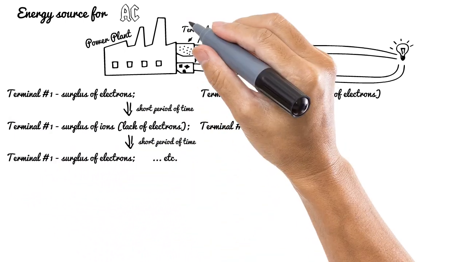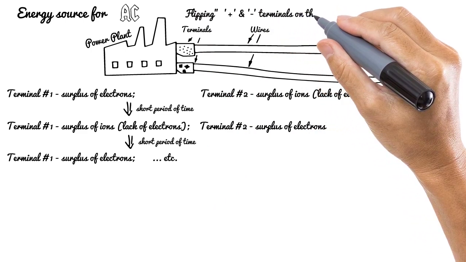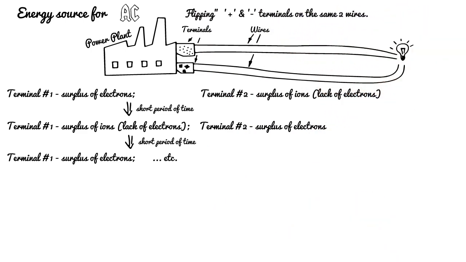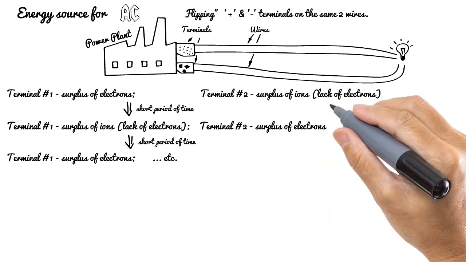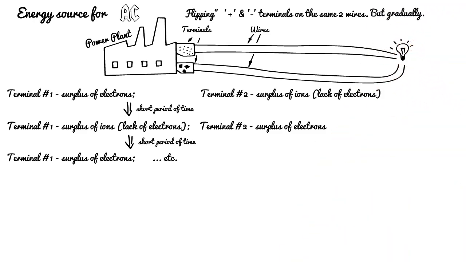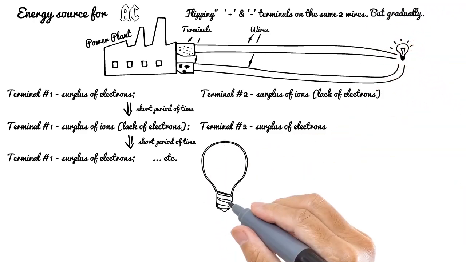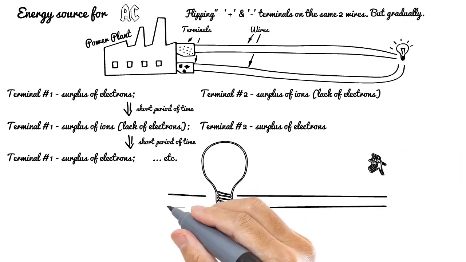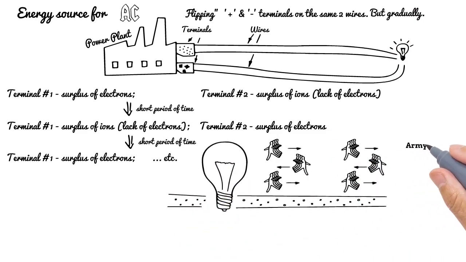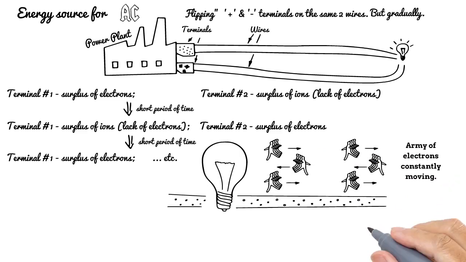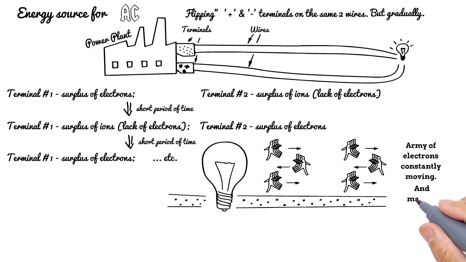It's simplified like flipping positive and negative terminals on the same two wires several times per second, 60 times in the US. Such changes are smooth over time. Increasing and decreasing of electrons go gradually, not immediately to their maximum values. Even though the direction of an alternating current periodically changes over time, it's still an army of electrons moving back and forth, and the energy of this army is able to do some work.